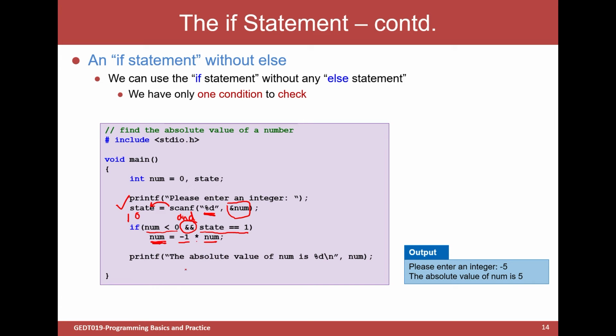And then I will print here the absolute value of num, the number you inserted, is the new num, which is times minus 1. As you know, if minus 1 times a negative number, for example, minus 7, the result will be 7. So this is a positive number. That means it will generate the absolute value of the number.